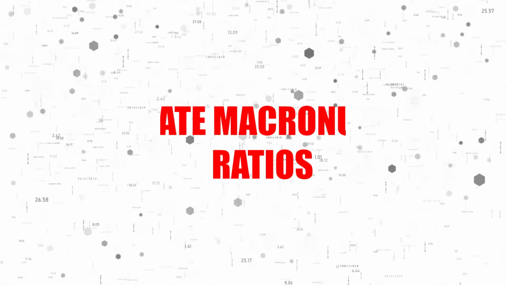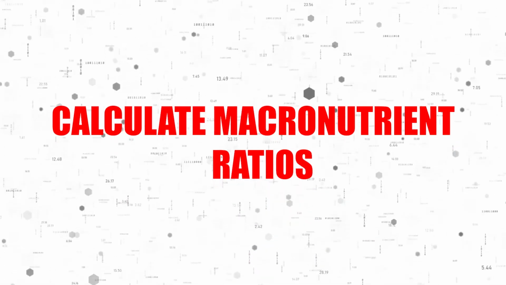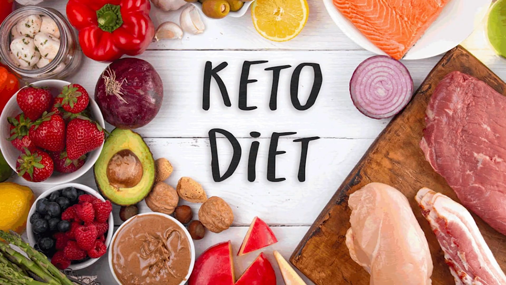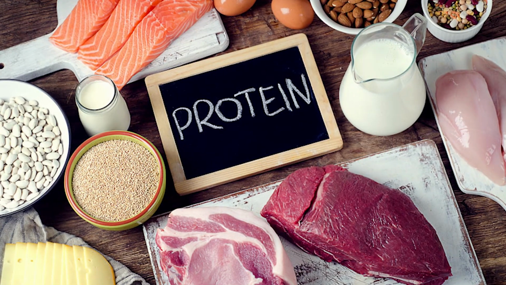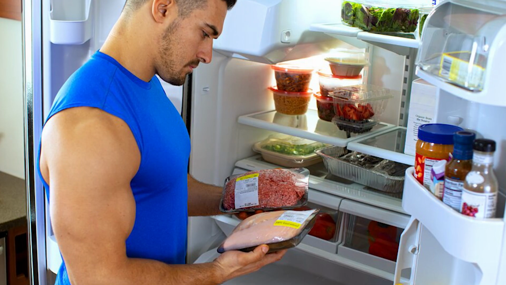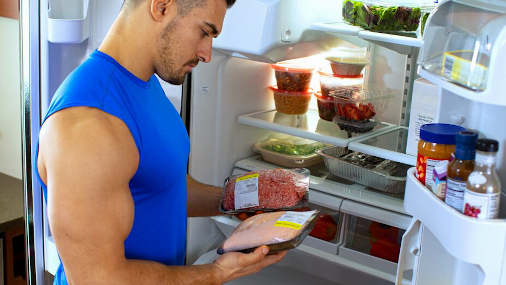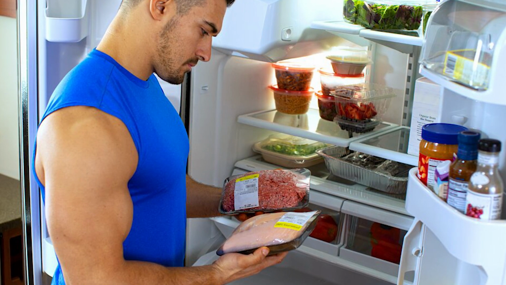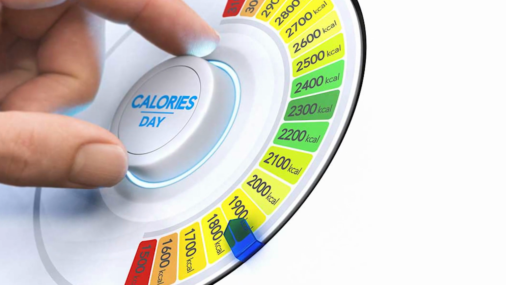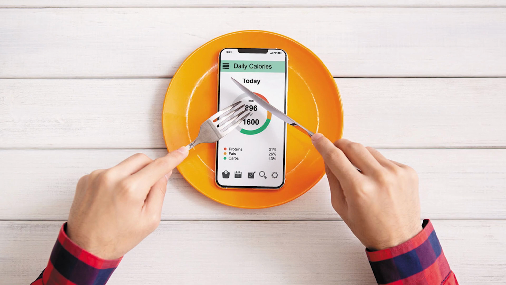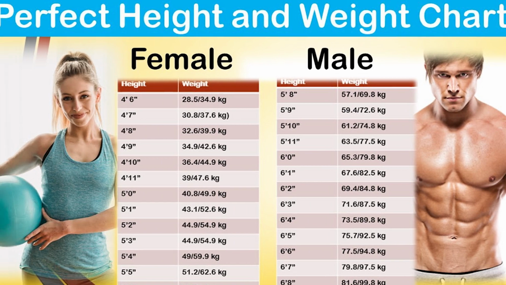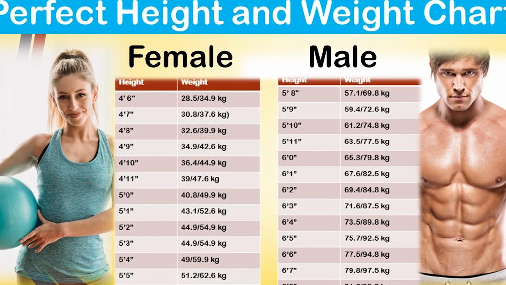Calculate macronutrient ratios. The standard macronutrient ratios for a keto diet are approximately 70 to 75% of calories from fat, 20 to 25% from protein, and 5 to 10% from carbohydrates. Use an online keto calculator to determine your specific daily macronutrient targets based on your age, weight, height, activity level, and goals. Determine your daily caloric needs. Calculate your total daily energy expenditure, TDEE, using online calculators that consider your age, gender, weight, height, and activity level.